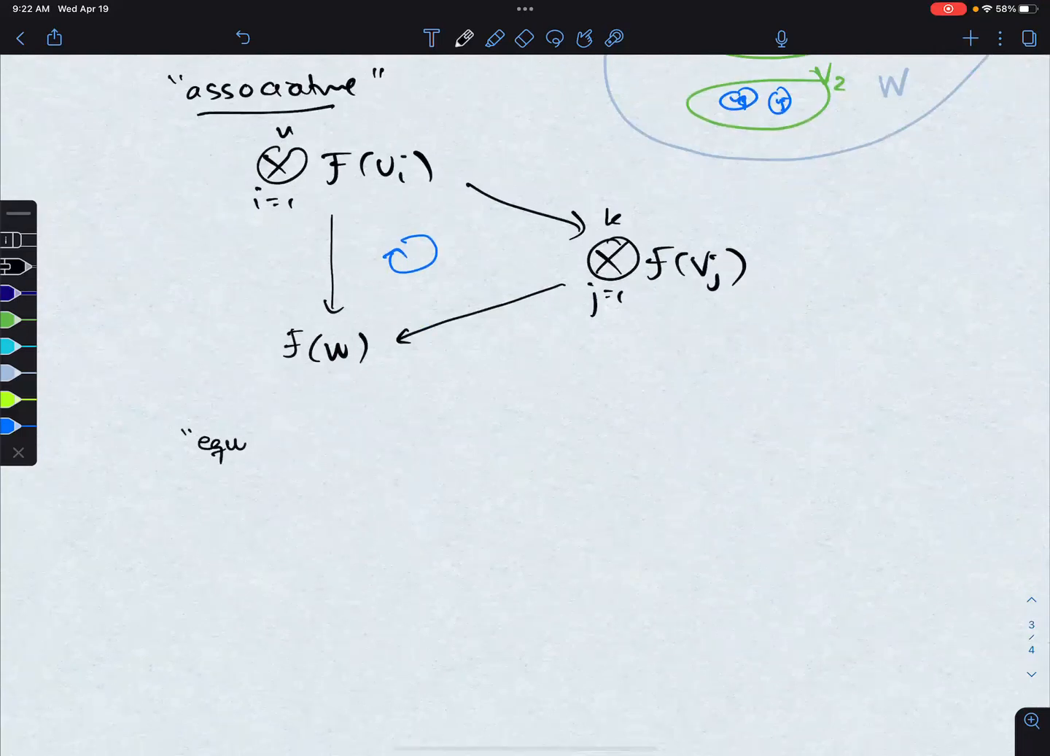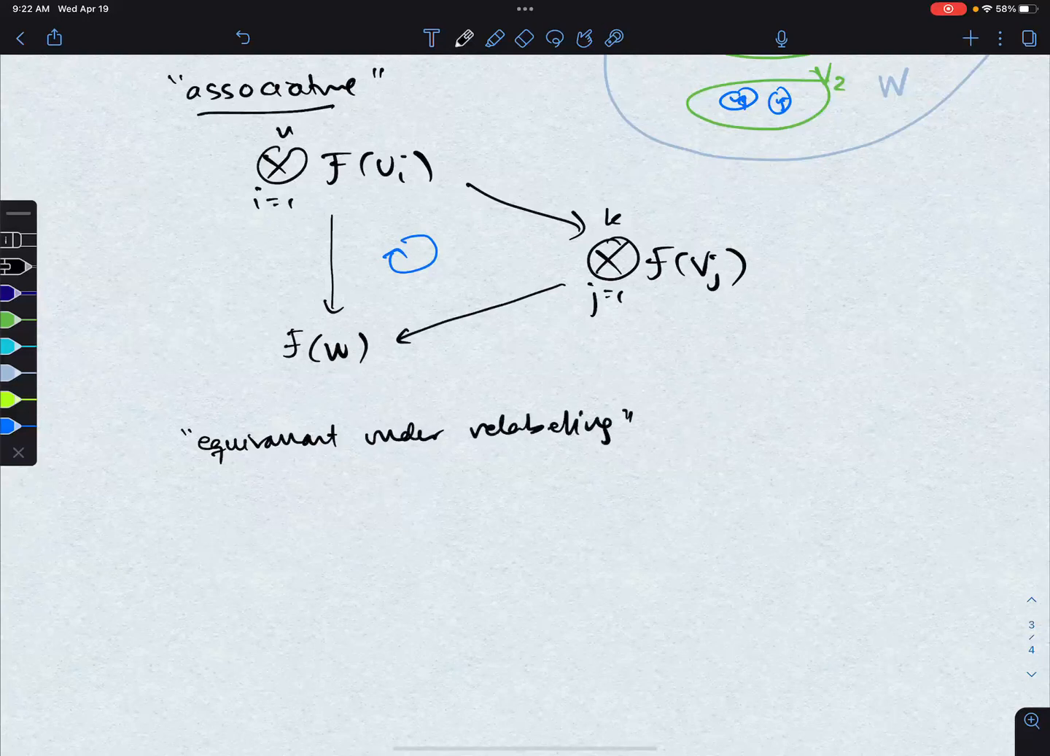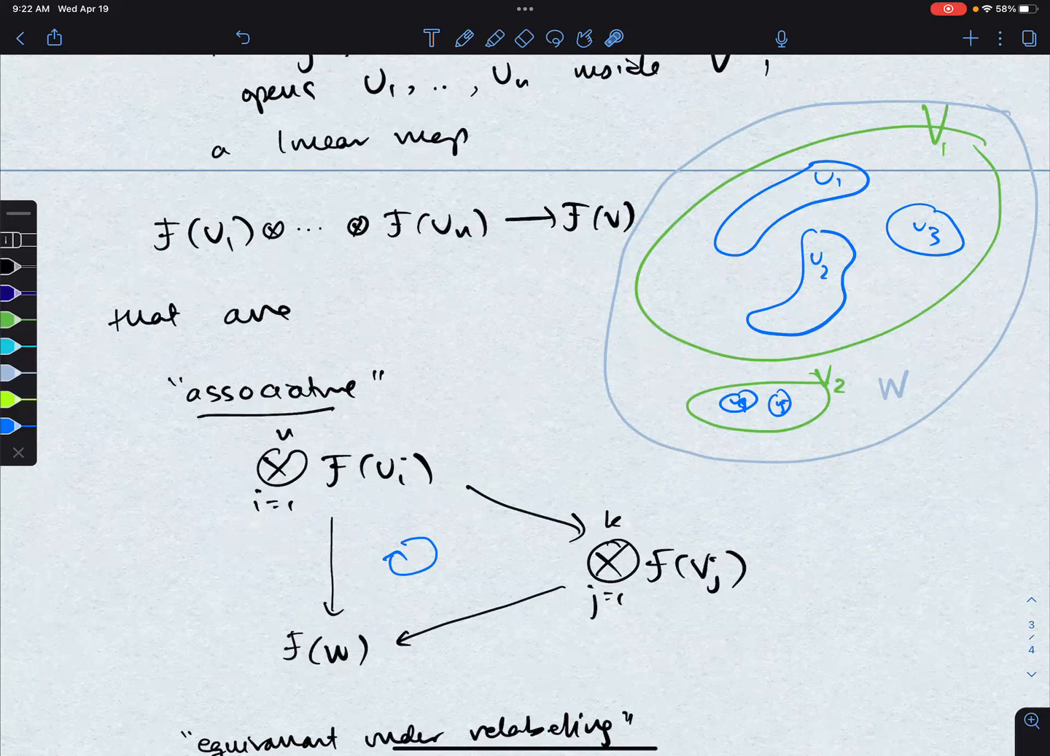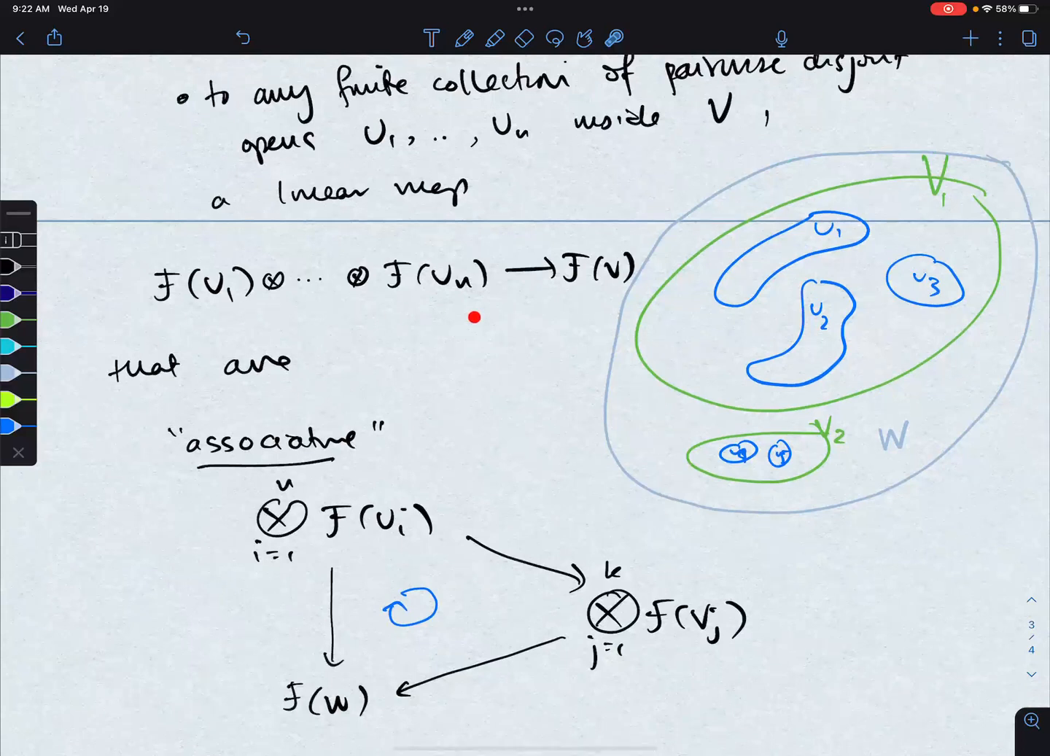Let's say equivariant under relabeling. What I mean by this is, I have these actual open sets, and I gave them indices just to organize them. I called this the first one, the second one, the third one. I could, of course, without changing what the open sets are, change the labelings on them. So if you chose to re-index them, that changes the order in which you write this tensor product. That amounts to applying a kind of swap map to these tensor products. And I want the map from when you relabel to be the same up to applying that swap map.